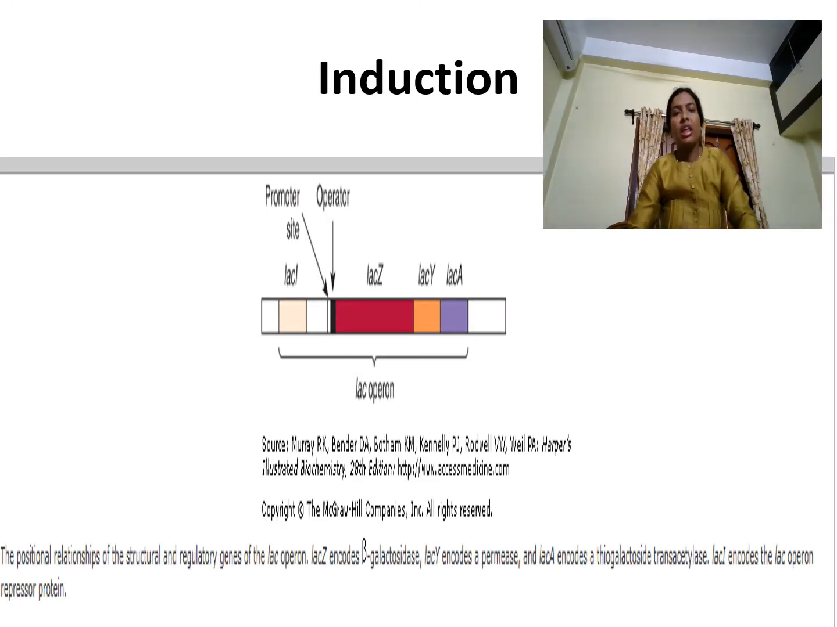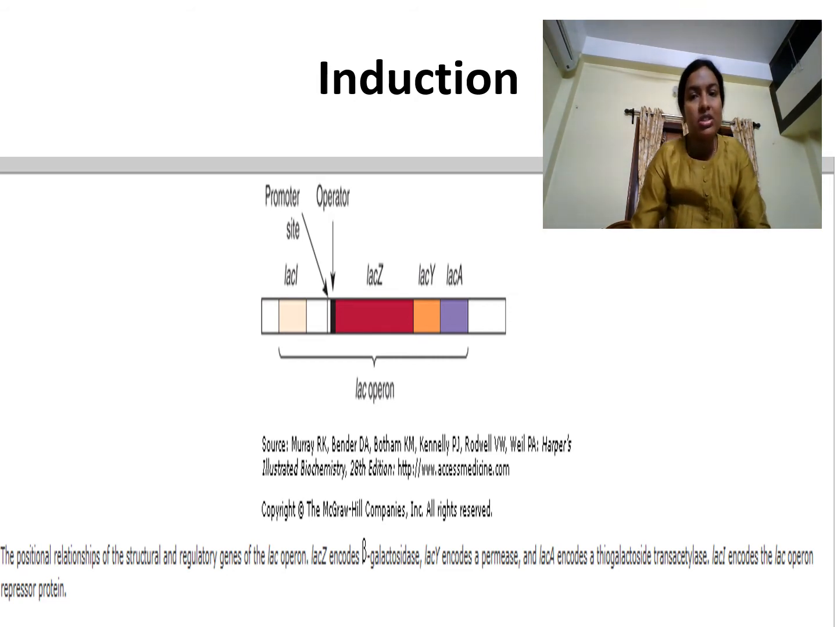Now see, this is a DNA for the synthesis of the lactose utilizing enzyme. So what are the lactose utilizing enzymes? That is beta galactosidase, galactoside permease and galactoside transacetylase. In this picture you can see the 3 genes, red, orange and violet. The red, lac Z, encodes the enzyme beta galactosidase. Lac Y encodes the galactoside permease, and lac A encodes galactoside transacetylase.